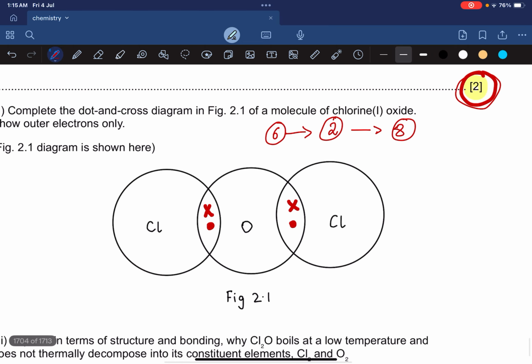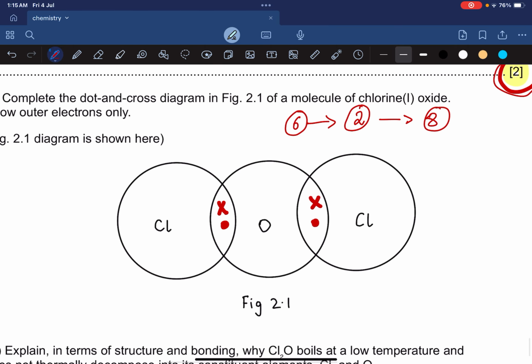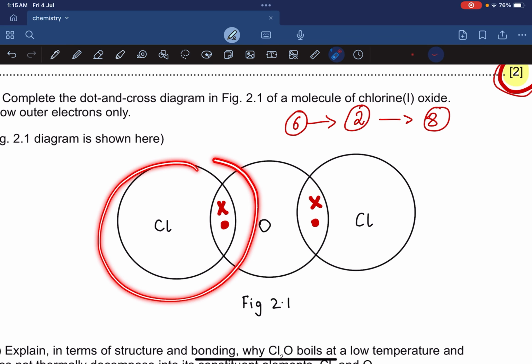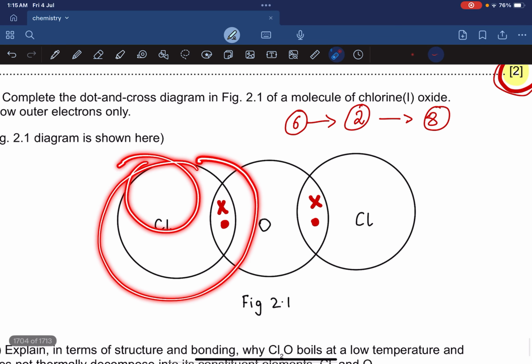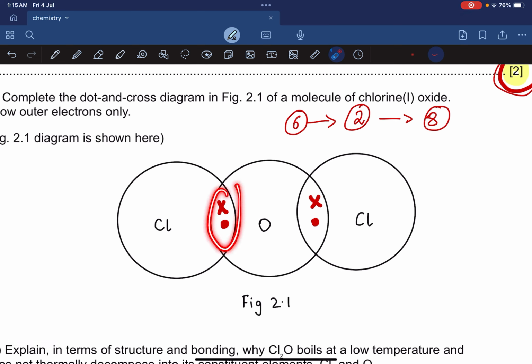Now, why is this question also carrying 2 marks? The reason is that you had to draw the lone pair of electrons as well. Many people miss out the unbonded electrons. They only draw the bonded electrons. No, you have to draw the lone pair as well.